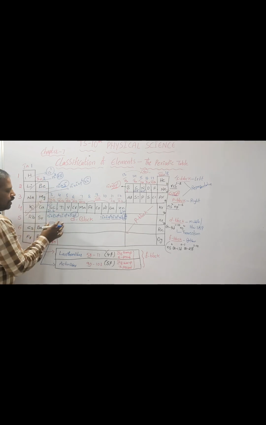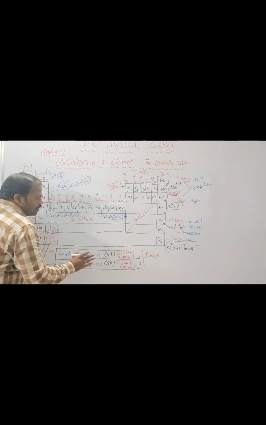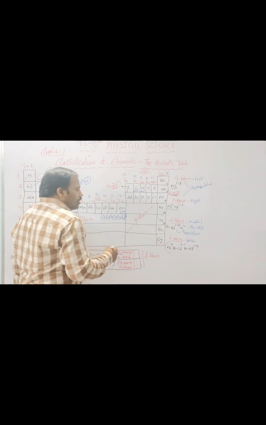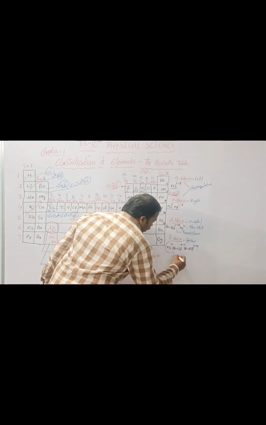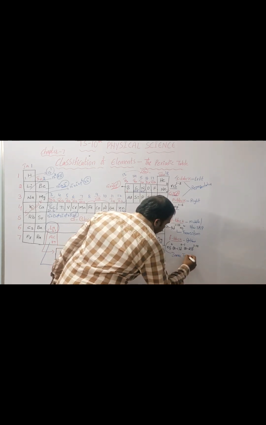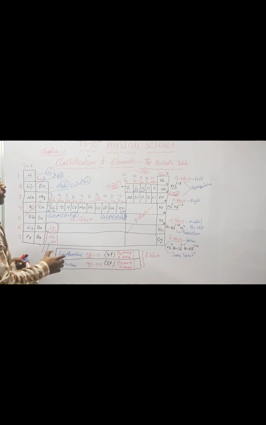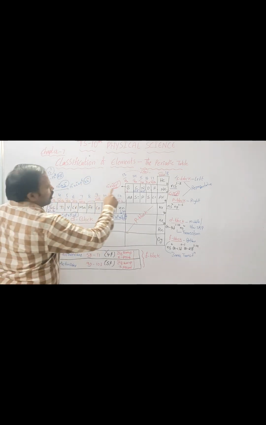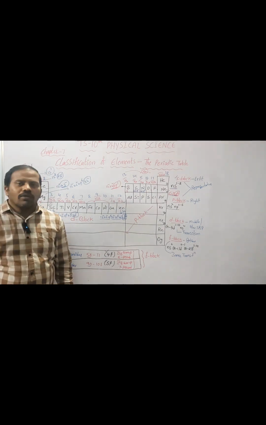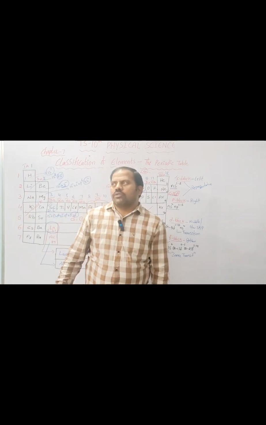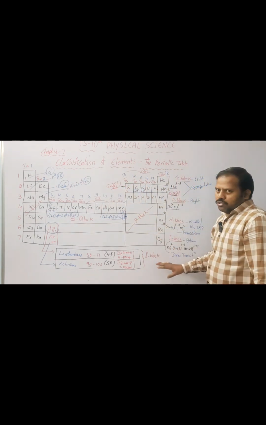So Mendeleev kept all the F block elements at the bottom of the periodic table. But actually these are placed inside the D block, so they can be called inner transition elements. So this is regarding the periodic table. See here, how many total groups are here? 18 groups. So this can be called the long form of the periodic table. So this is the classification.